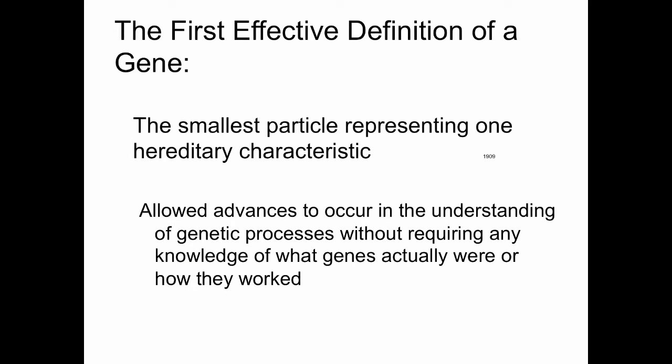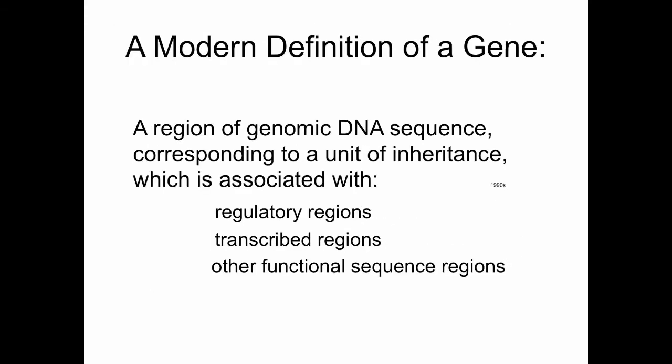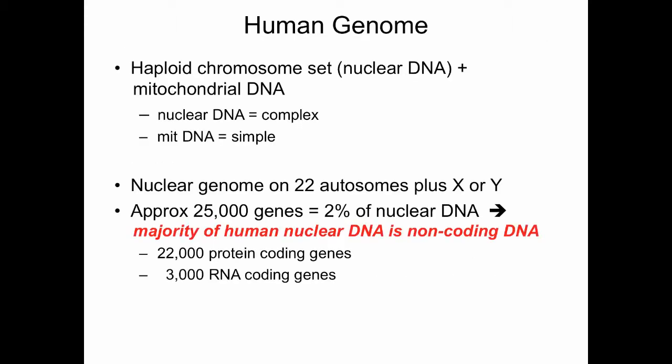So our first effective definition of a gene, in the early 1900s, was the smallest particle representing one hereditary characteristic. That allowed advances to occur in the understanding of genetic processes without requiring any knowledge of what genes actually were or even how they worked. A modern definition of a gene, around the time of the 1990s, is a region of genomic DNA sequence corresponding to a unit of inheritance which is associated with regulatory regions, transcribed regions, and other functional sequence regions.